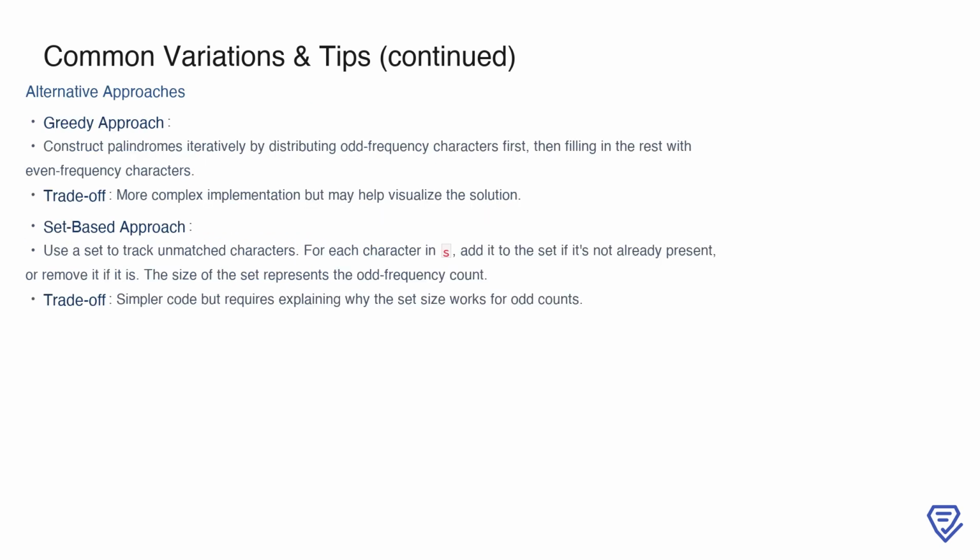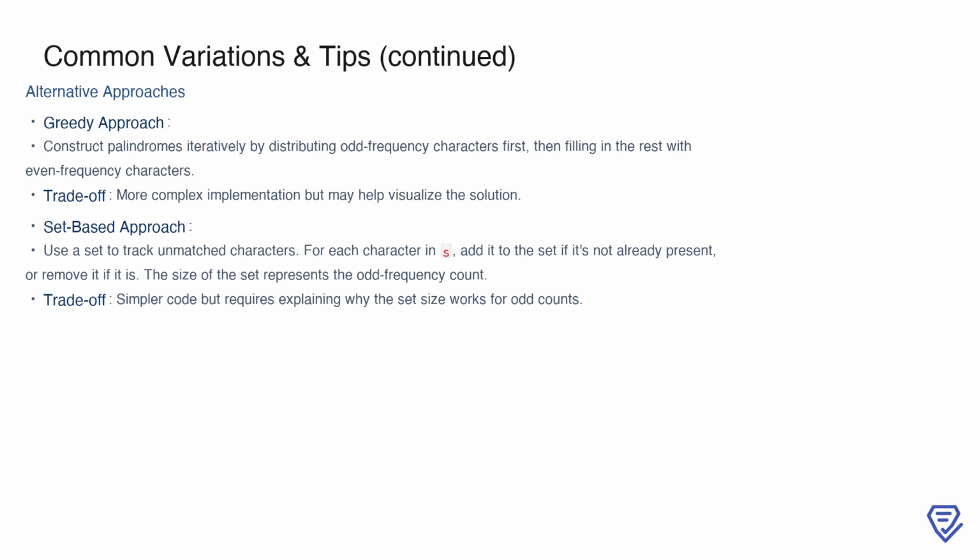There are also alternative approaches to solving this problem. One option is a greedy approach, where you construct palindromes iteratively. Start by distributing odd frequency characters first, since they must occupy the center of a palindrome, and then fill in the rest with even frequency characters. While this approach may help you visualize the solution, it often results in a more complex implementation.